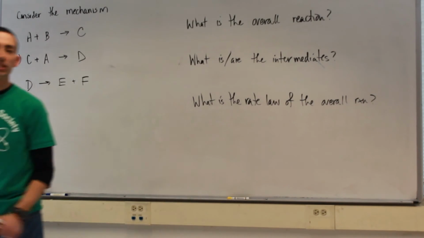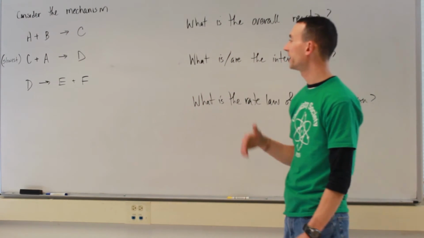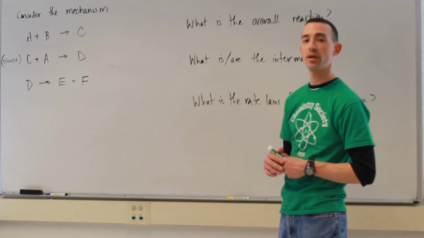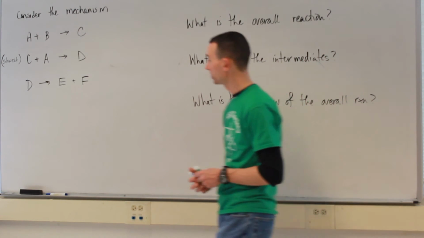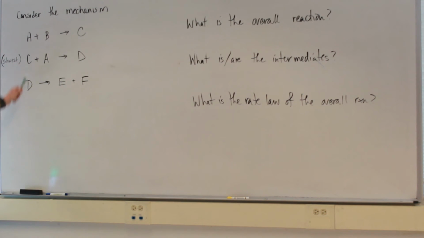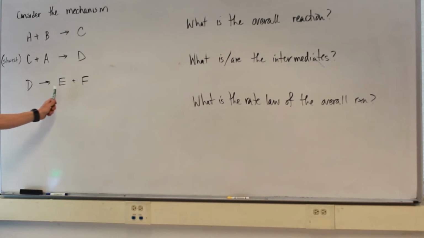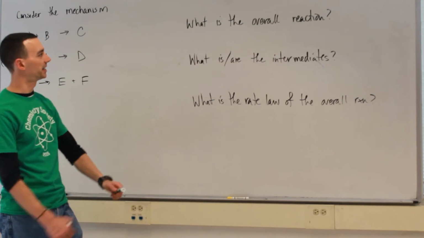So we're ready to practice with another mechanism here, and I've got a few questions to accompany a theoretical mechanism that we're going to look at and learn a little bit more about these kinetics issues. So let's consider this mechanism. We've got 3 steps now. A plus B will produce C. C plus A in our second step will produce D, and then D will break apart into E and F. 3 pretty straightforward questions that might accompany a lot of mechanisms.